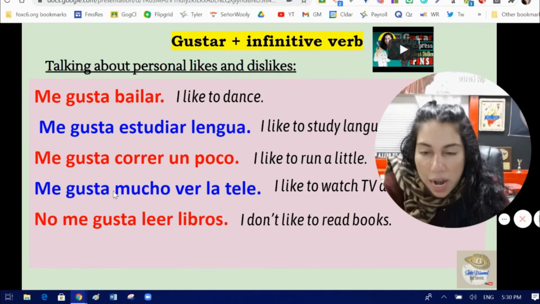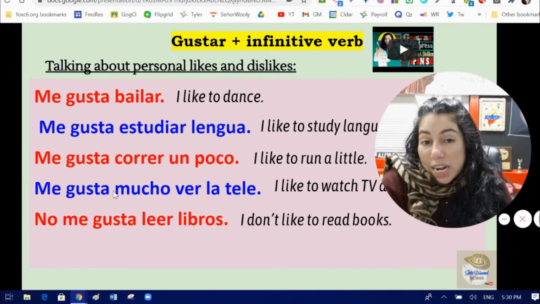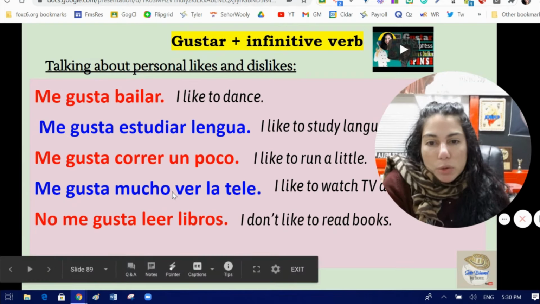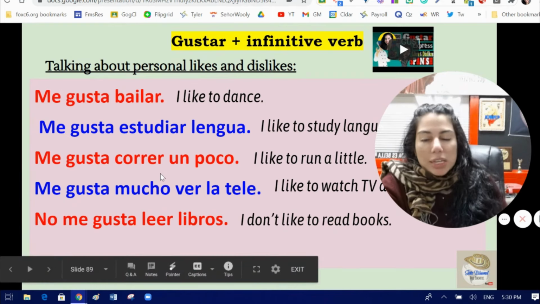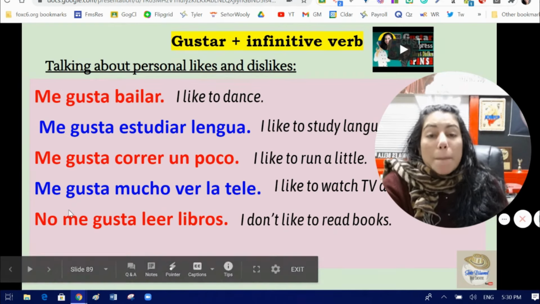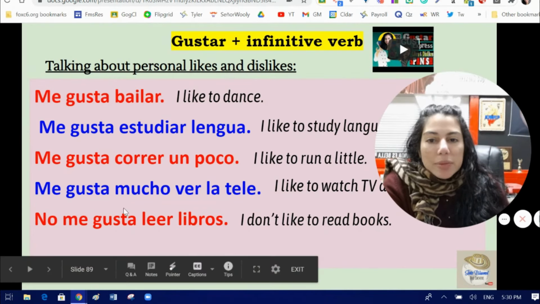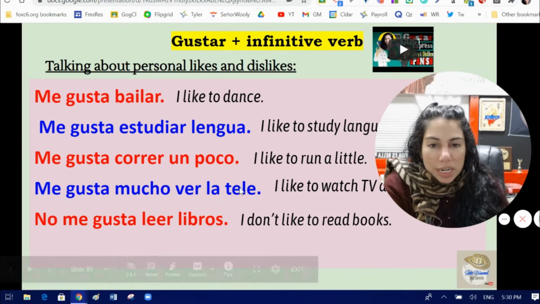Okay, me gusta bailar. Me gusta estudiar lengua. I like to study language. Me gusta correr un poco. I like to run a little. Me gusta mucho ver la tele. I like to watch TV a lot. So tele is the abbreviation for television.